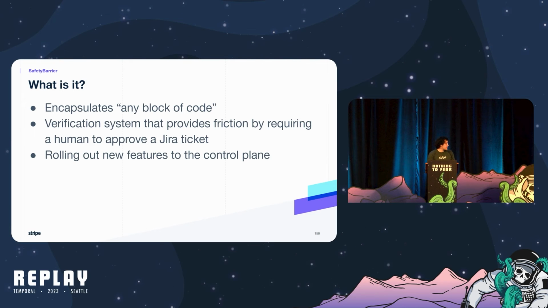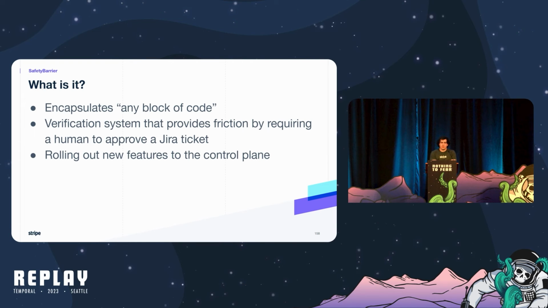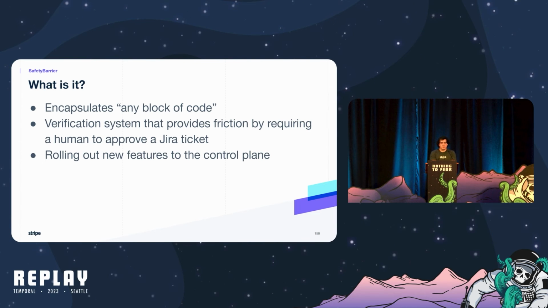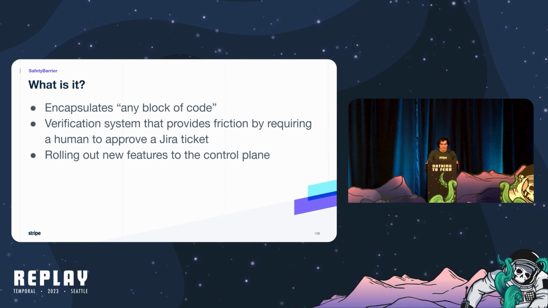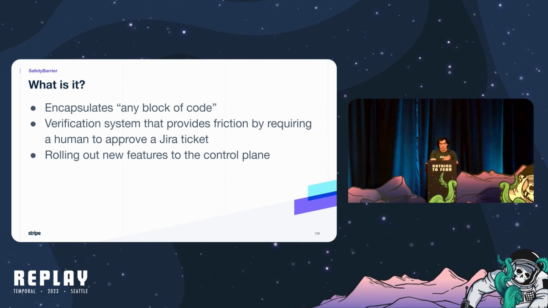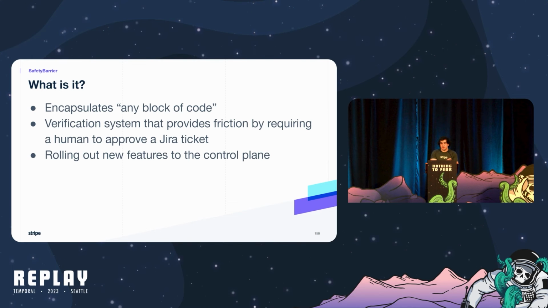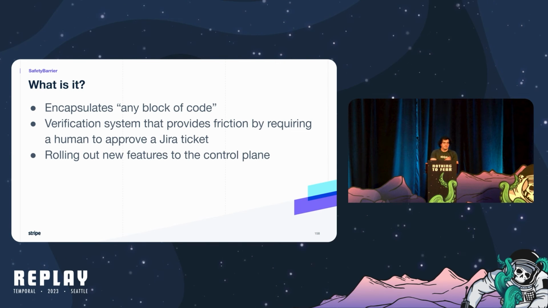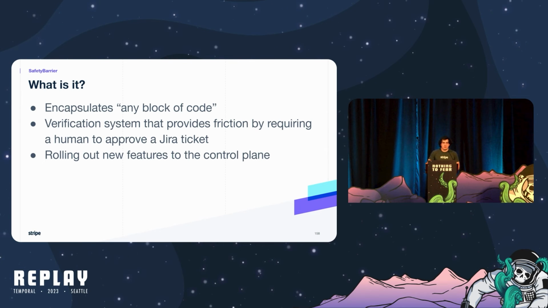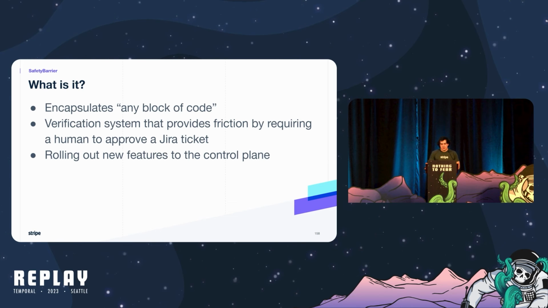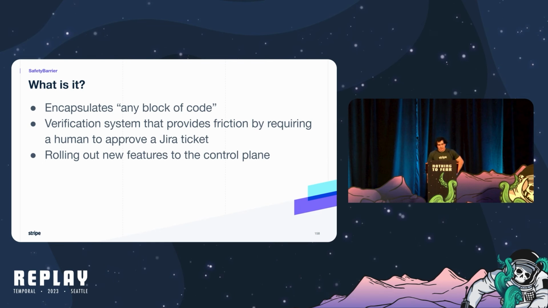We use this for rolling out new features to the control plane. For example, when we first enabled rebalances in the control plane, we used the safety barrier to make sure that everything was running correctly. Whenever a rebalance needs to happen, we would check to make sure that everything in the system looks fine. For example, we wanted to make sure that not that much data is being sent to the specific cluster that's being rebalanced, because a rebalance could saturate the network bandwidth and cause issues.